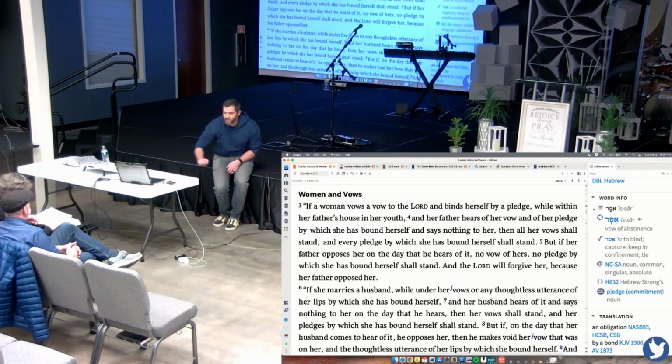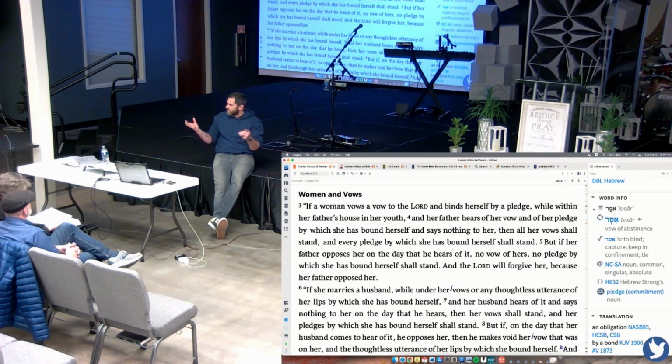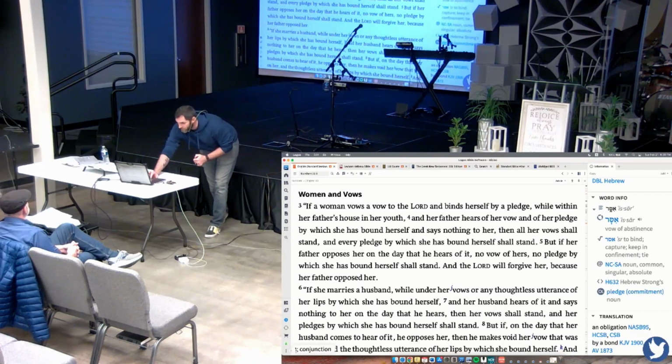It says if a woman vows a vow to Yahweh and binds herself by a pledge. So what does that mean? And why is it different? What does it mean to bind herself by a pledge? Did you catch the difference that men vow a vow, but women bind themselves? Is that committing to a marriage? It is actually the opposite of committing to a marriage.